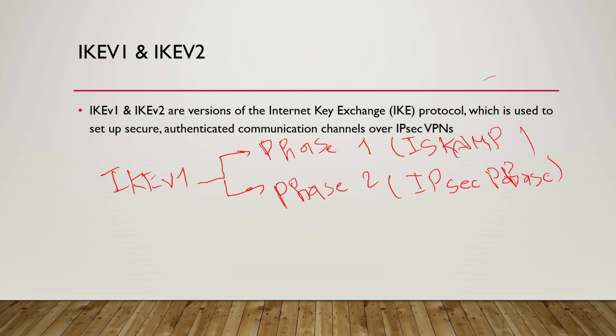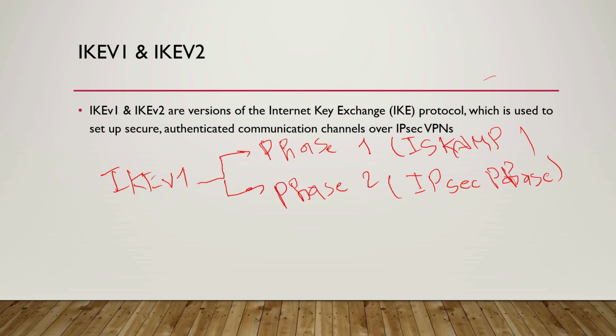Great. So phase 1, what is the role of phase 1? This is just to establish a secure authenticated channel, to authenticate both parties and negotiate the encryption key. So what does it mean? It means it just focuses on securing the channel. ISAKMP stands for Internet Security Association and Key Management Protocol. So as a summary, the role of phase 1 is just to secure the channel.